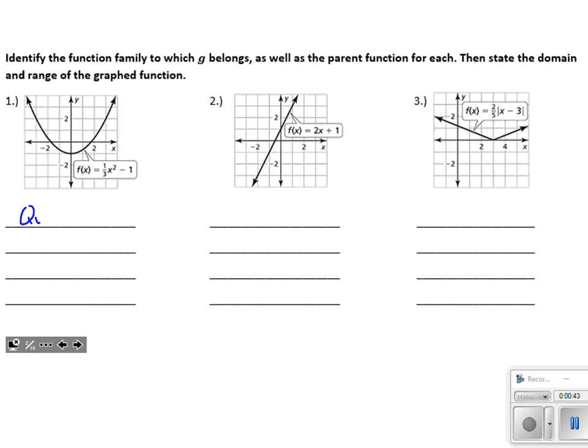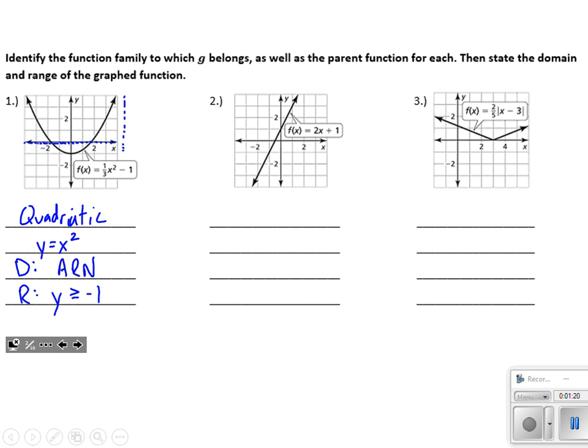Now, we are dealing with a quadratic family. The parent function would be y equals x squared with no adjustments made on the sides. Then find the domain and range of the graphed function. The domain is all x values that lead to the graph, and look at that, we got all real numbers. And our range, what are the y values that we can see that graph at? Every height that's above a height of -1. So my range is all y values that are greater than or equal to -1.